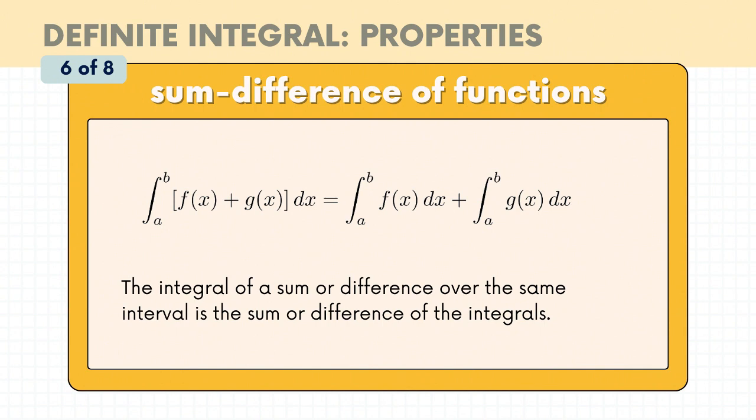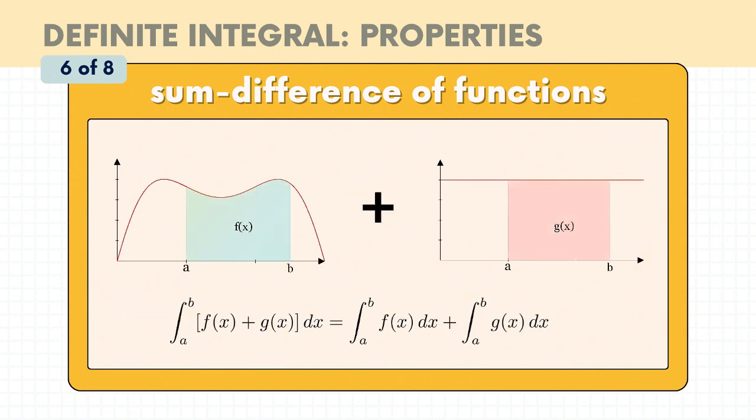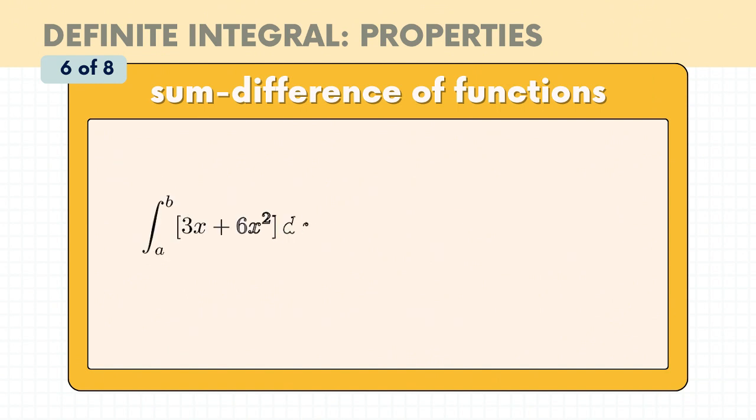When integrating a sum or difference of functions, we can integrate each function separately and then add or subtract the results. Say we have 3x plus 6x squared. Applying the sum difference property would look like this.